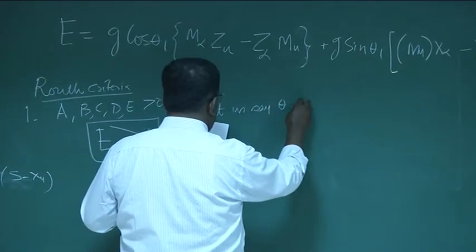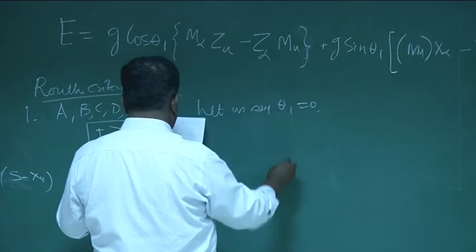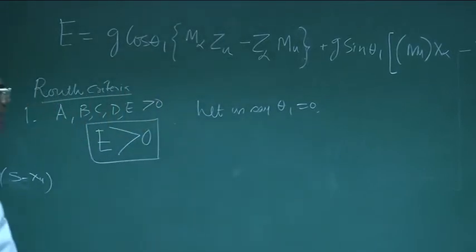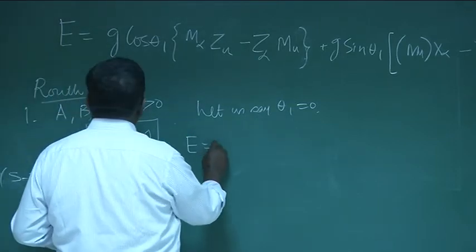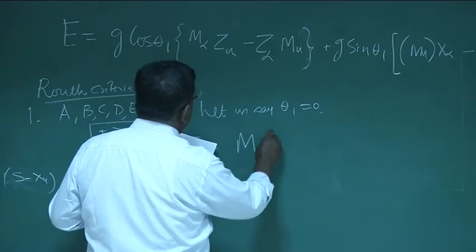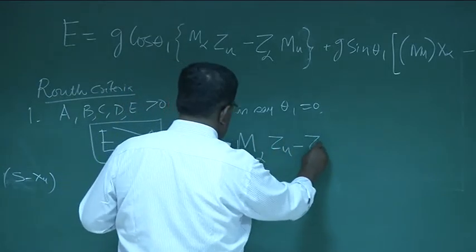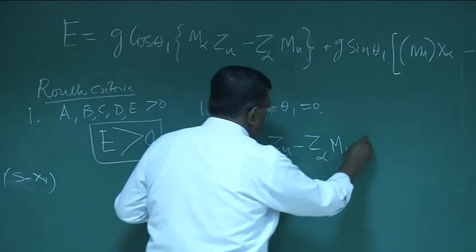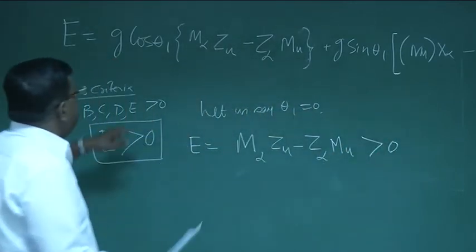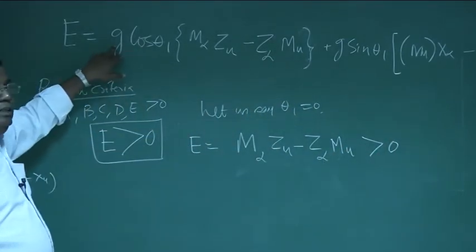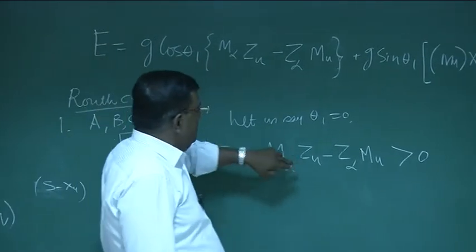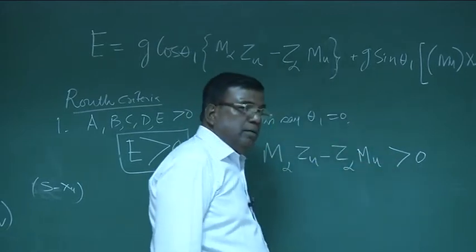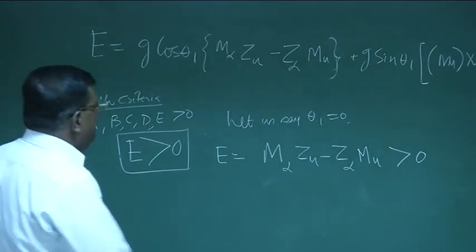Let us say theta 1 equal to 0, and we are not considering the thrust part, because it can be done easily in a similar way. If theta 1 is 0, then I have E equal to m alpha Zu minus Z alpha mu greater than 0. Because we can understand that if theta 1 is 0, cosine is 1, and g is always positive, so E greater than 0 means m alpha Zu minus Z alpha mu greater than 0. Correct? So this is the condition.